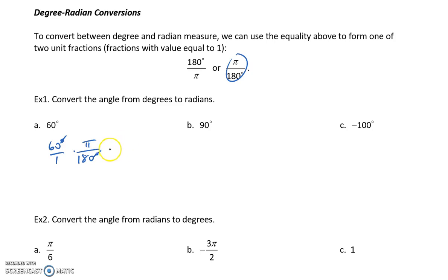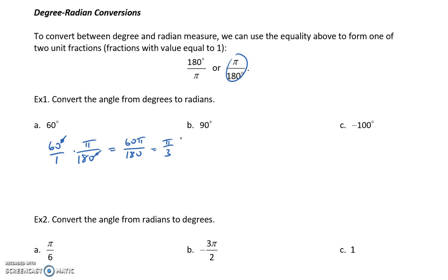All right, if you multiply these two fractions, it's 60 pi over 180. And since 60 goes into 180 3 times, this would simplify to pi over 3. So the angle measure equivalent to 60 degrees in radians is pi over 3 radians. By the way, pi over 3 is a little bit more than 1 radian because pi is just a little bit bigger than 3, remember.